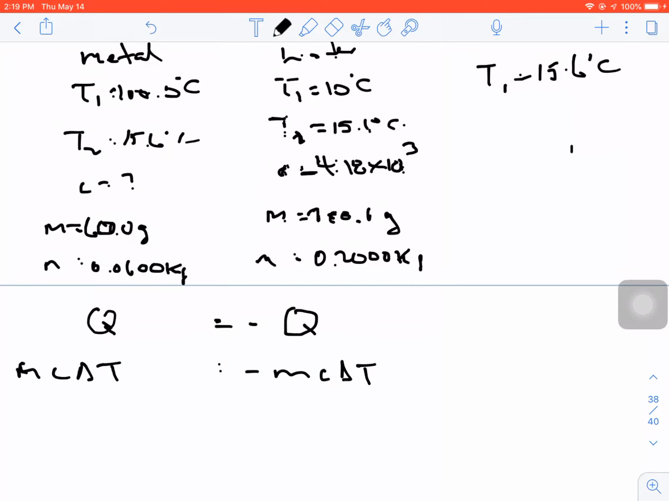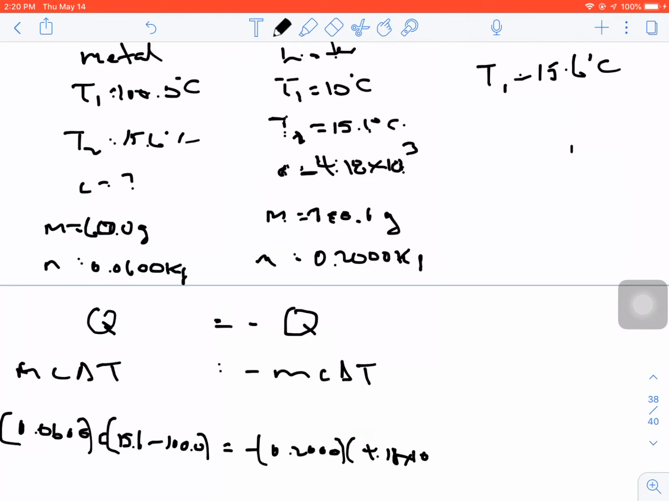I know the mass for the metal, 0.0600. The C value for the metal is unknown, but I know delta T is T2 minus T1. It's 15.6 minus 100 degrees. On the right side, my negative sign, remember, I've got the mass of the water, which is 0.2000 kilograms. The C value for water, and my delta T for the water, T2, 15.6, minus my starting temperature, 10 degrees C.